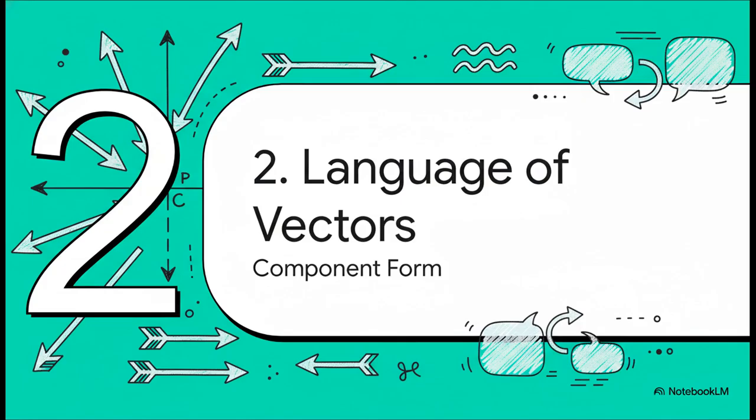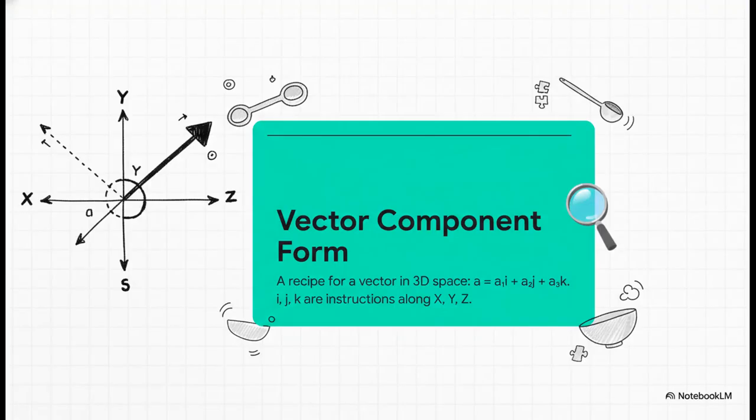So, great. How do we actually write these things down? How do we speak this new language? Honestly, the best way to think about this is like it's a recipe. Those little letters i, j, and k, they're just super simple instructions that mean move one unit along the x, y, or z axis. So this whole formula is really just saying, start at the beginning, take a1 steps in the x direction, a2 steps in the y, and a3 steps in the z. And just like that, you've built your vector from scratch.